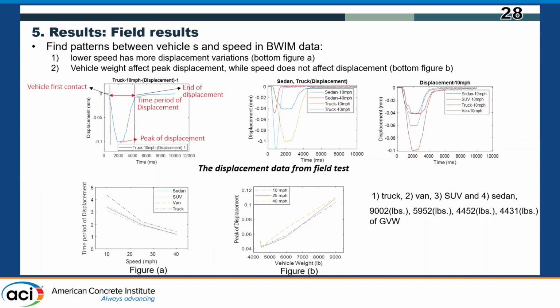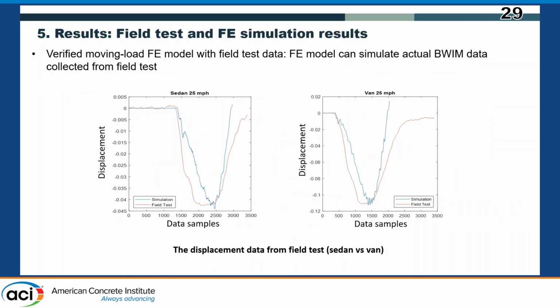For the field test result, I can make some simple conclusions here. If there is a higher displacement, it means we used a heavier vehicle. And if the time period of displacement is longer, it means the speed is lower. But the important thing is we calibrated and verified our actual FE moving node model with the actual field test.